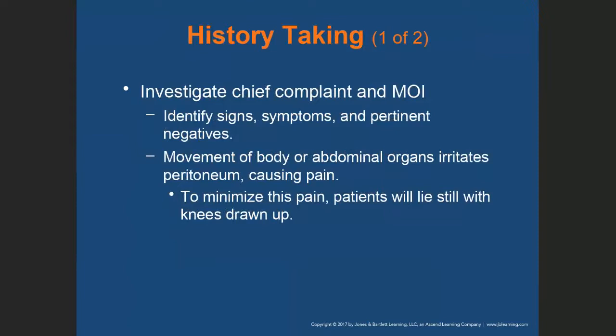After the primary assessment, the next phase is history taking. So if your patient is talking to you, history first. If not talking to you, consider your physical findings, vital signs, and then whoever is present that you can get information from. Investigate the chief complaint and MOI. Identify signs, symptoms, and pertinent negatives. Movement of the body or abdominal organ irritates the peritoneum, causing pain. To minimize this pain, patients will lie still with the knees drawn up, so they go into what we would call the fetal position to ease discomfort of the abdomen.